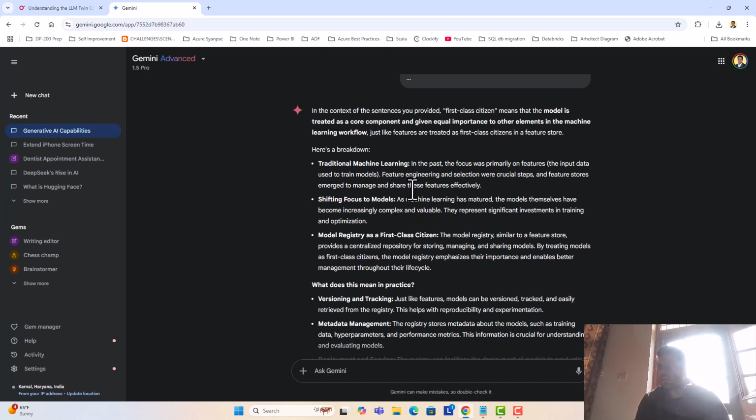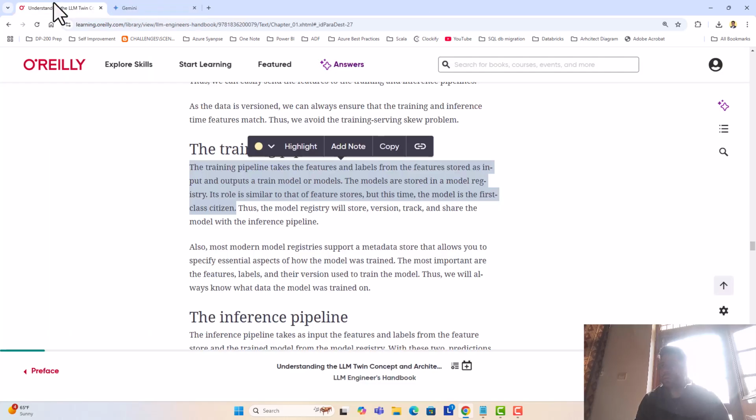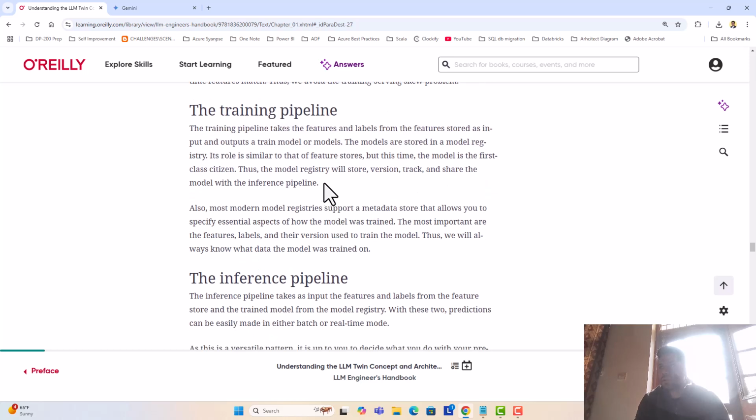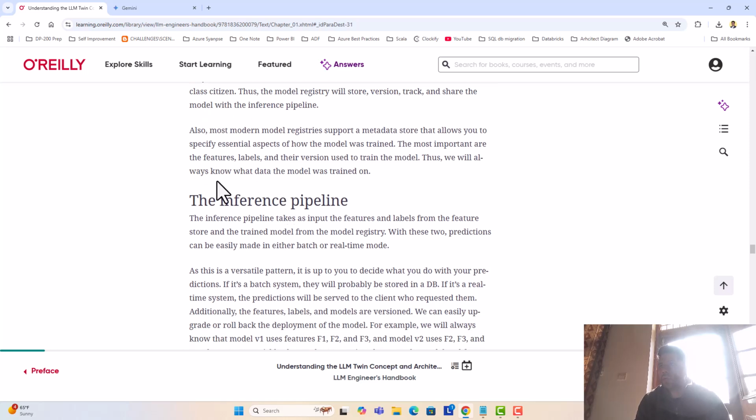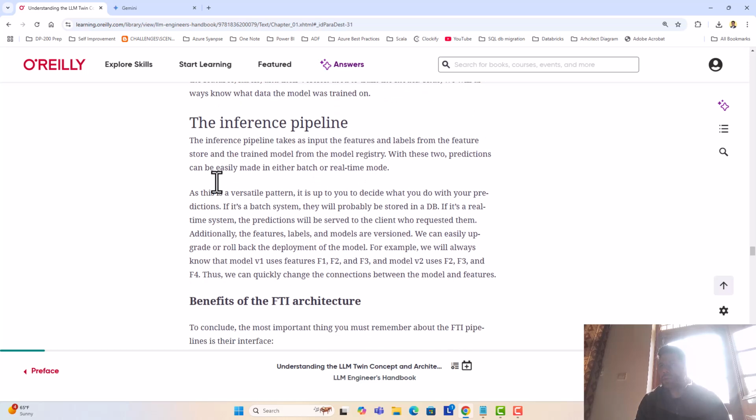So model registry, the models are considered important. Similar to the feature store, it provides a centralized repository for storing the models. Thus, the model registry will store versions. Also, most modern model registries support a metadata store that allows you to specify essential aspects of how the model was trained. Most important are the features, labels, and the versions used to train the model. Thus, we will always know what data the model was trained on.